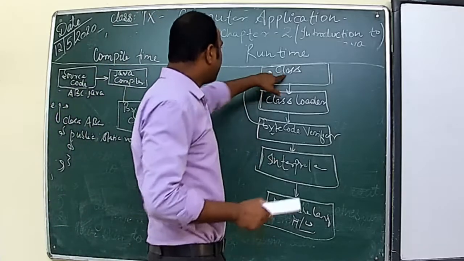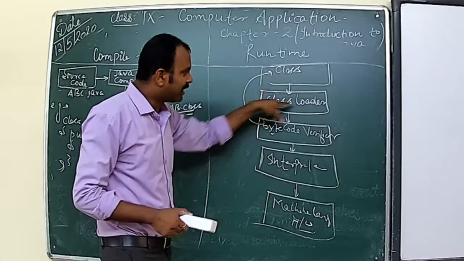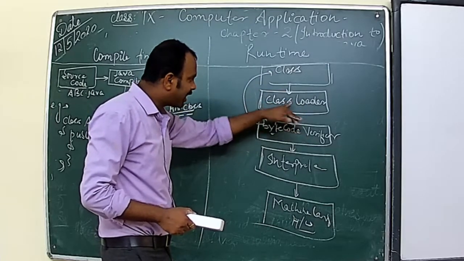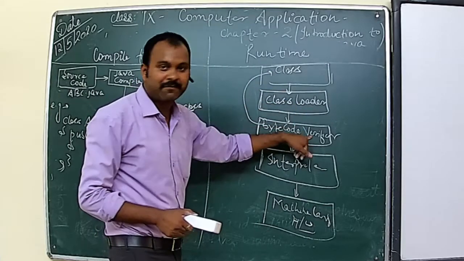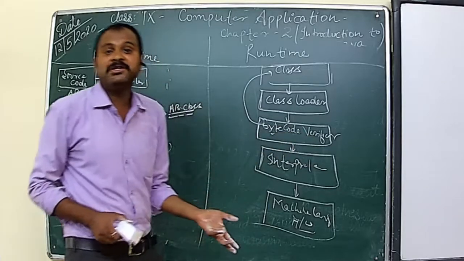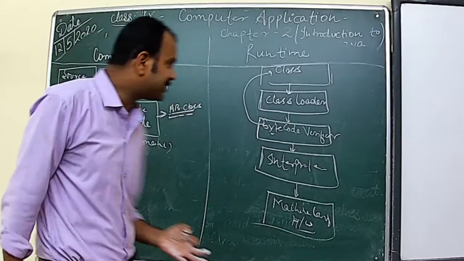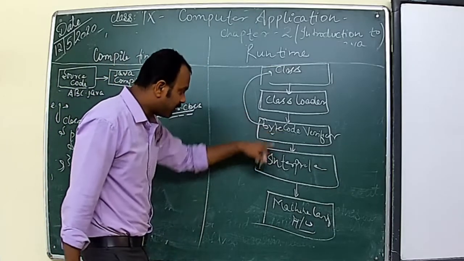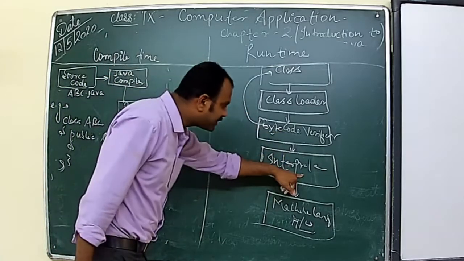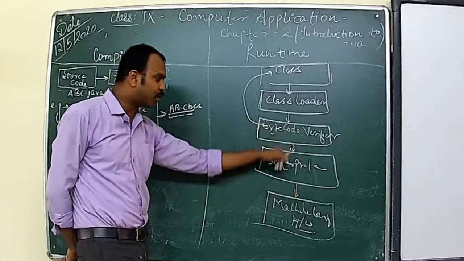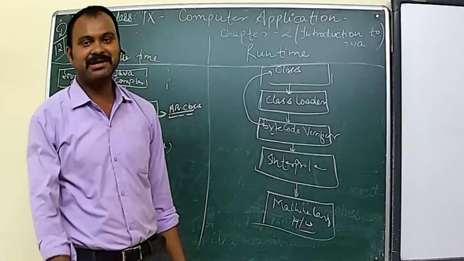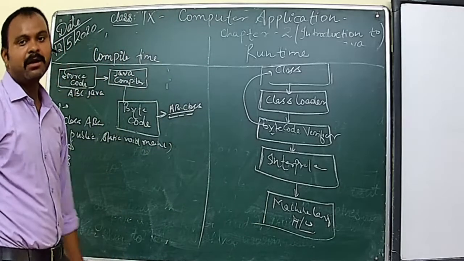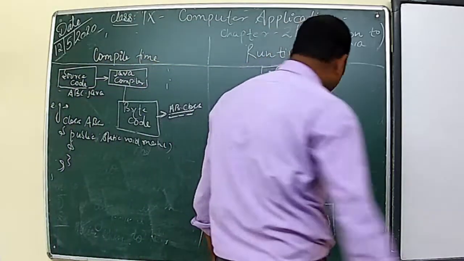Your class file will be loaded by the class loader, and then checked by the bytecode verifier for any problem or difficulty. If there is any problem, at runtime it will provide you an error. Otherwise it will come to the interpreter, and the interpreter will interpret this bytecode into machine language. So this is how the compilation process happens in Java.